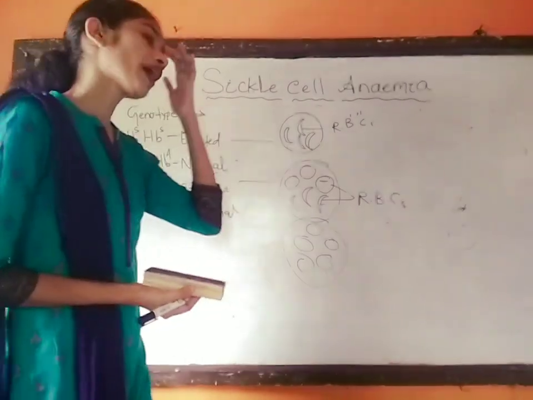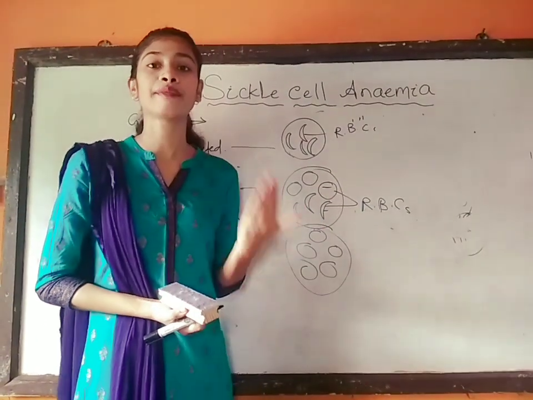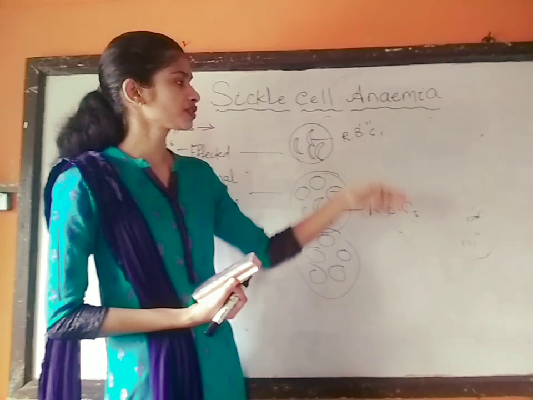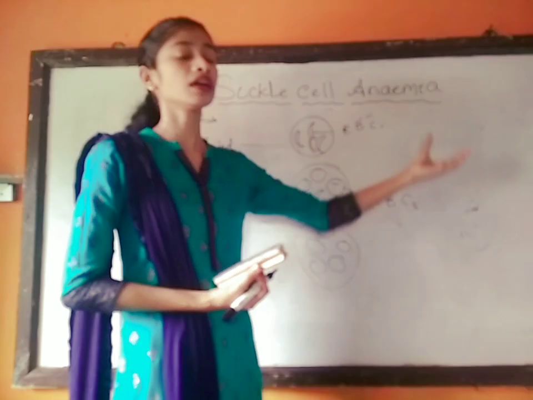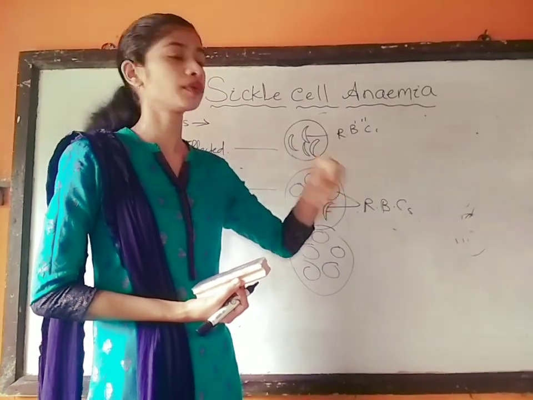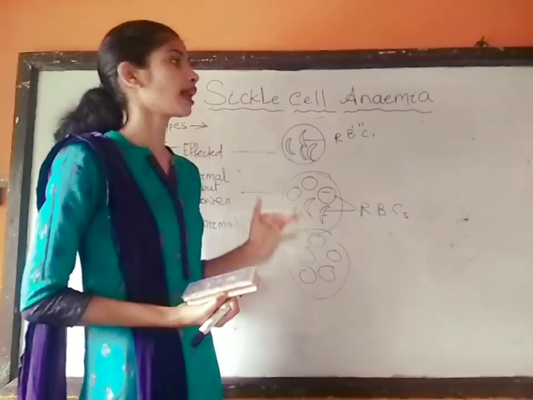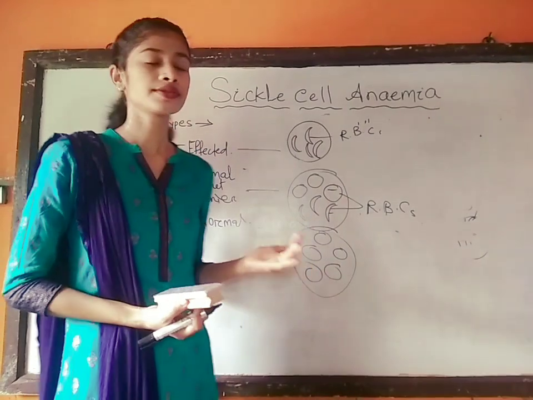So why does sickle cell anemia happen in the body? Due to which type of mutation, which gene is defected and what type of defect it is. How and why sickle cell anemia occurs in the body, we'll study.